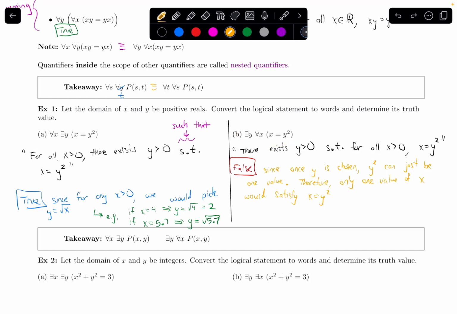This was claiming that there exists some y where for all positive numbers, I'm going to be able to plug in all positive numbers into this and make it true. Oh, but that's not the case. Okay, so the takeaway is, in general, if we switch the order of a for all and a there exists quantifier, these are not, in general, going to be the same. So I'm going to put my equivalence and put a slash through it. Those are not generally going to be the same.